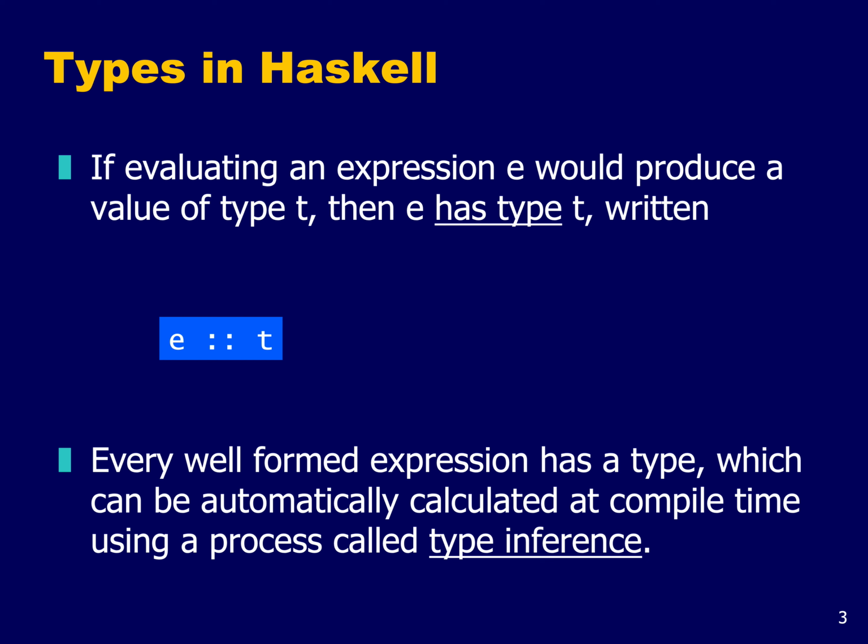Then a nice thing about Haskell is the second bullet point here. Every well-formed expression has a type, and it can be automatically calculated at compile time using a process called type inference. So you don't need to worry about writing down types because the system can calculate them automatically for you. But it's always good practice to write down the types of top-level things, because as we'll see as we go through the course, that's really going to help us to define things, and it will also form some useful documentation for our programs. But in principle, you don't need to write down the type of anything because the type inference system can calculate the type of any expression in the language.